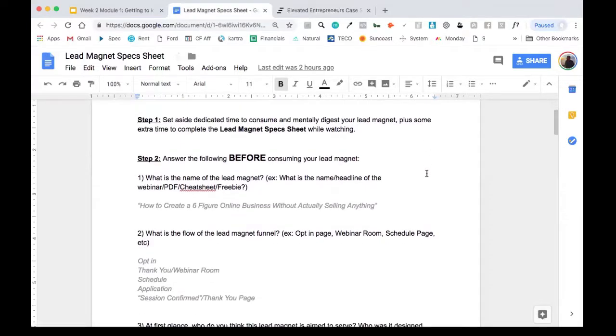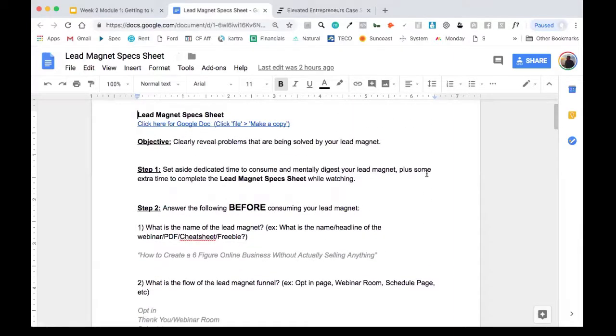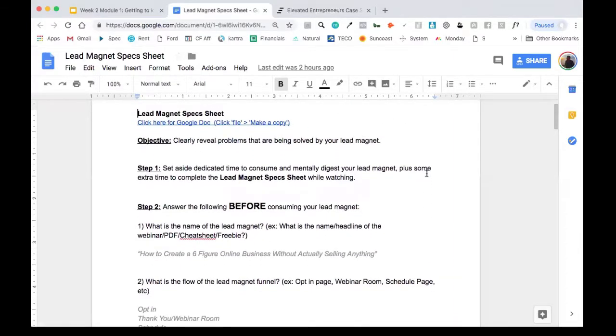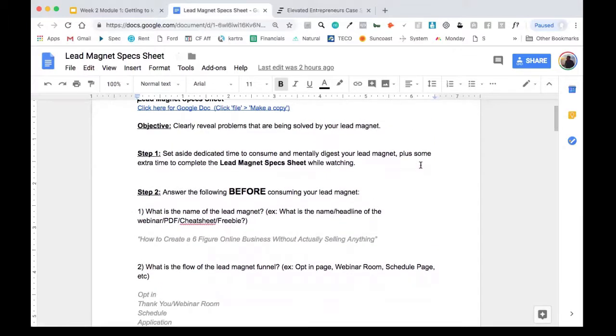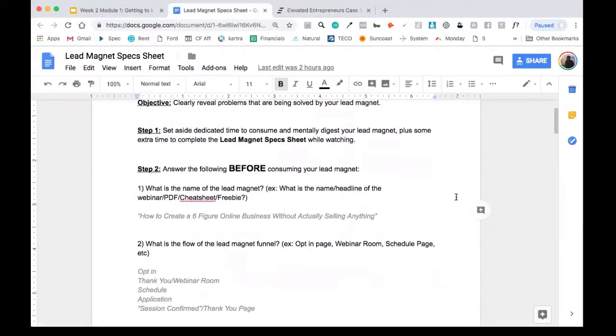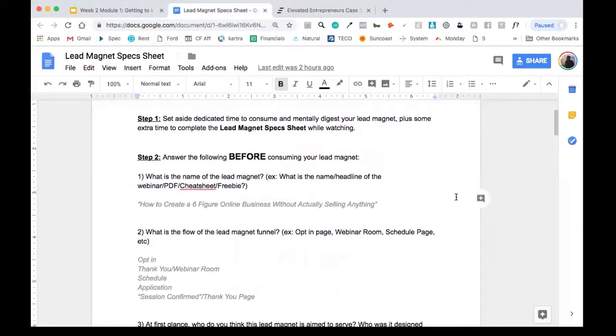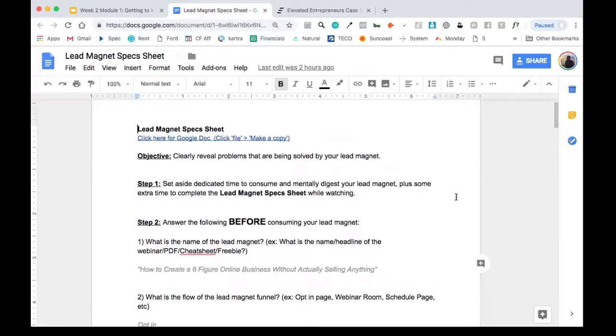But once you set aside some time, before you start watching the lead magnet or going through the lead magnet, I want you to take a surface layer look at it. And if you guys have questions during this, feel free to raise your hand. I can see the chat, so feel free. Basically, step 2 is before going through the lead magnet, just at a surface level, I want you to answer a few questions. So what's the name of the lead magnet?